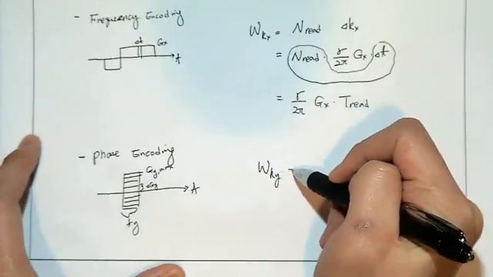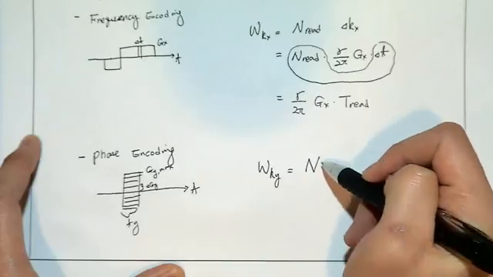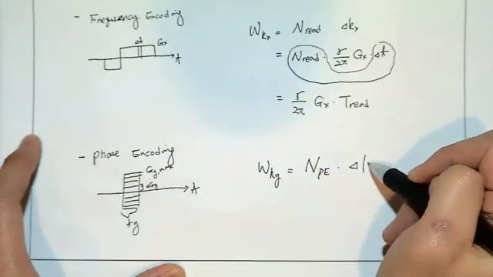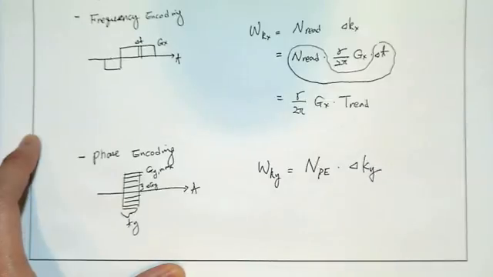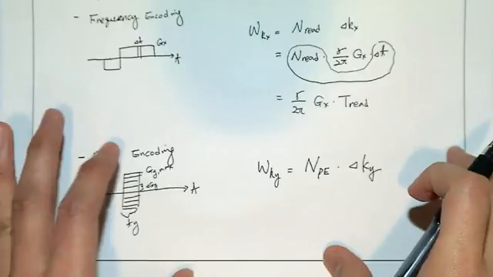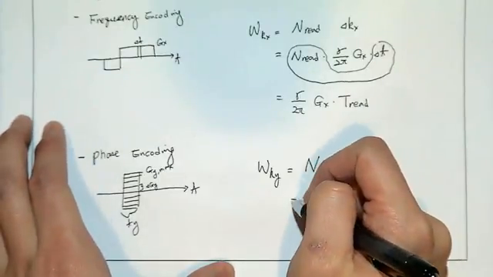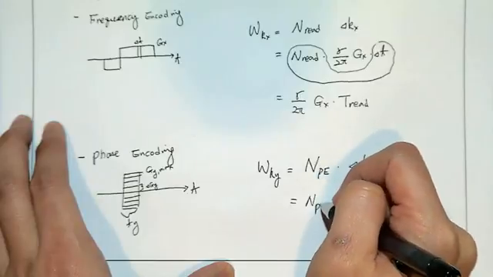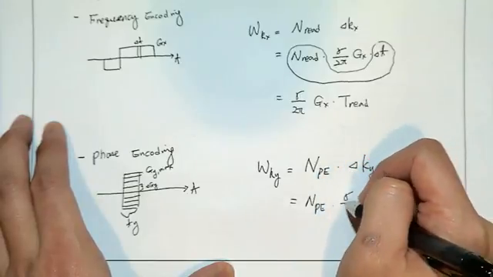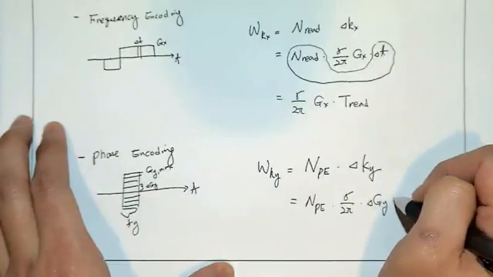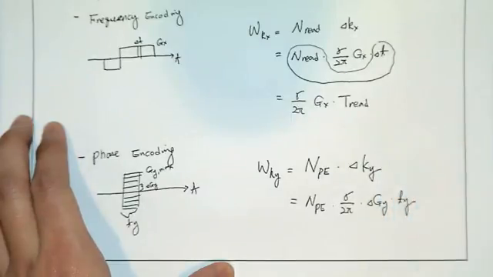WKY is equal to number of phase encoding points times delta KY. And delta KY is gamma over 2 pi times delta GY times TY. So I'll just rewrite it. PE times gamma over 2 pi delta GY times TY.